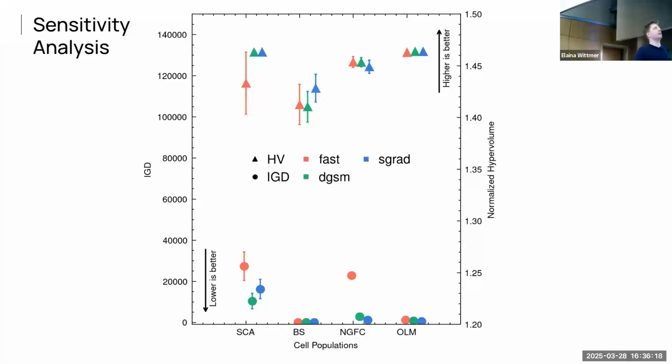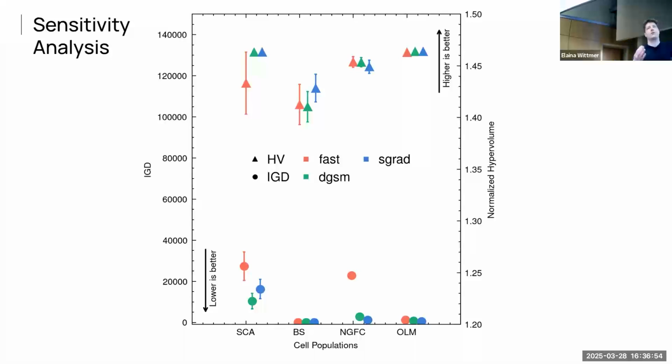There are a lot of methods in the literature to analyze systems in general to find out which parameters are important. The two methods that we implemented are FAST and DGSM, very common methods in the literature. What we can now do is compute our surrogate gradient to get a similar estimate of the sensitivity. What we show here, at the bottom, again, is the IGD metric, lower is better.